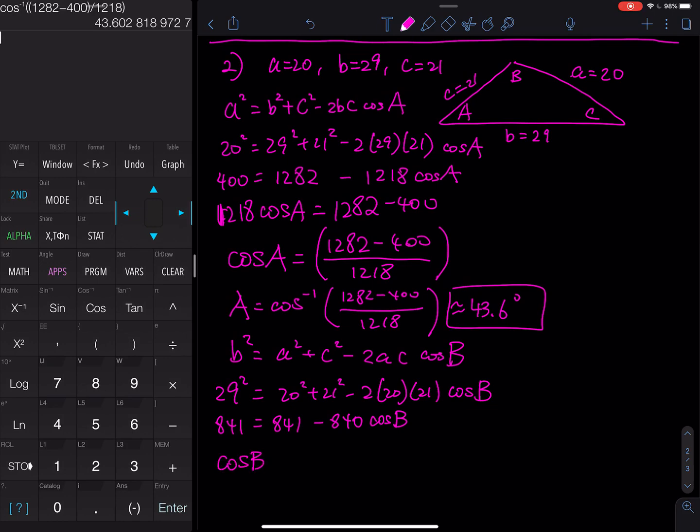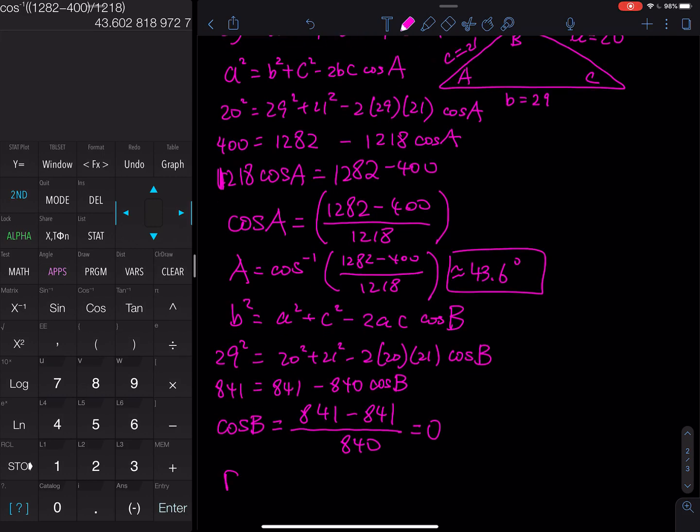I want you to do this in one step. We take 841 minus 841. I know that is equal to 0. This is not a mistake. You divide it by 840, that is equal to 0. All right, so we have B equals inverse cosine of 0, that is equal to 90 degrees, right? So inverse cosine, look at my calculator, of 0, that is equal to 90 degrees.